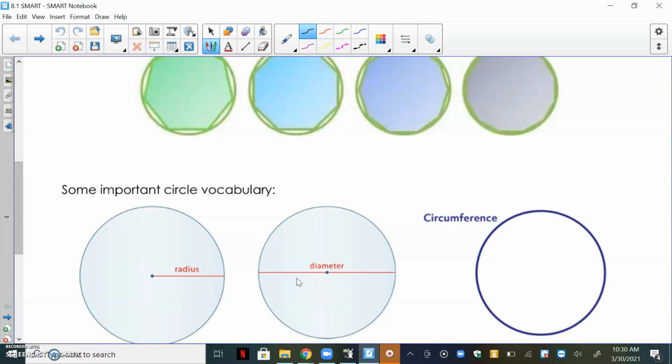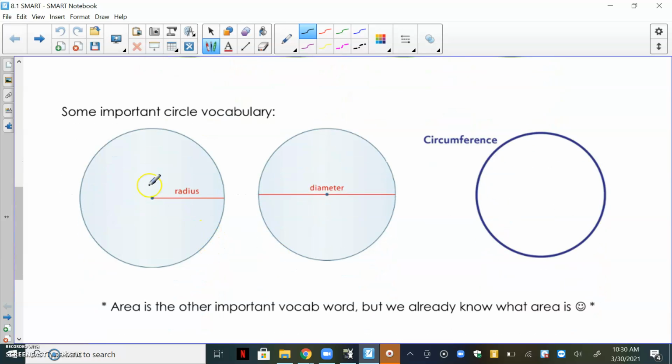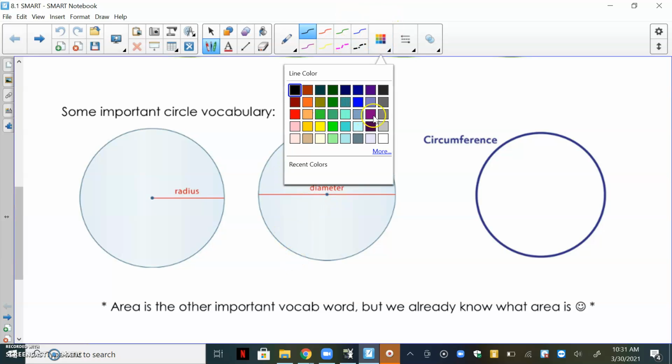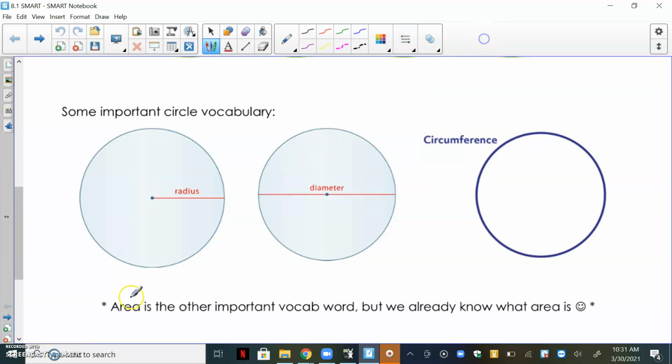We have some important vocabulary to cover with circles, and that is radius, which is the distance from the center of the circle to any part of the edge of the circle. The diameter is from edge to edge of the circle, but through the center. It's also important to note that the diameter and radius have a special relationship: the radius is half the diameter. So if you have a diameter, to find the radius you just divide it by 2, and the diameter is in fact double the radius.